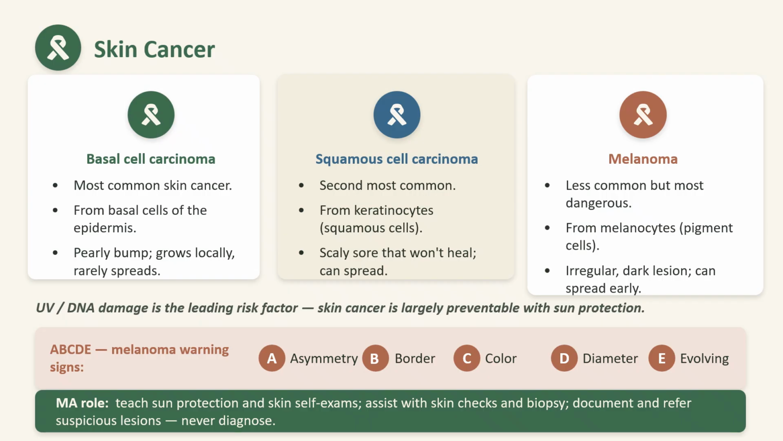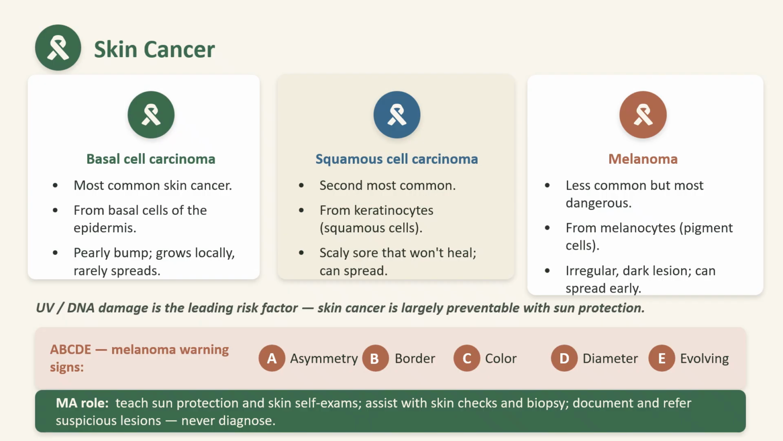This slide is the one I most want you to take to heart because catching skin cancer early saves lives, and you are often the first person to see the patient's skin. There are three main types. Basal cell carcinoma on the left is the most common. It arises from the basal cells at the bottom of the epidermis and classically looks like a pearly or waxy bump on the sun-exposed skin, such as the face. The good news is that it grows locally and rarely spreads to other parts of the body.